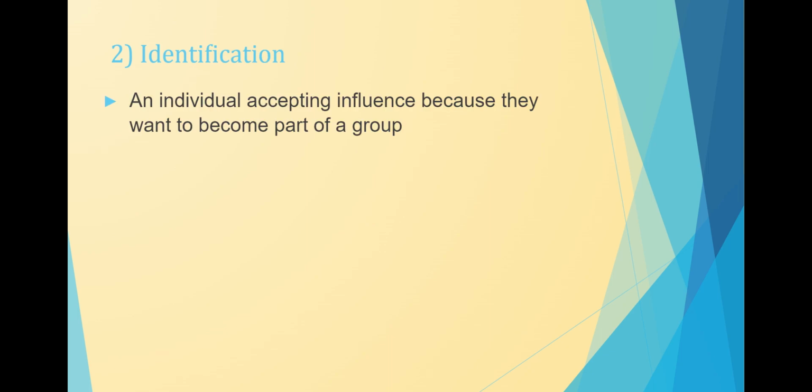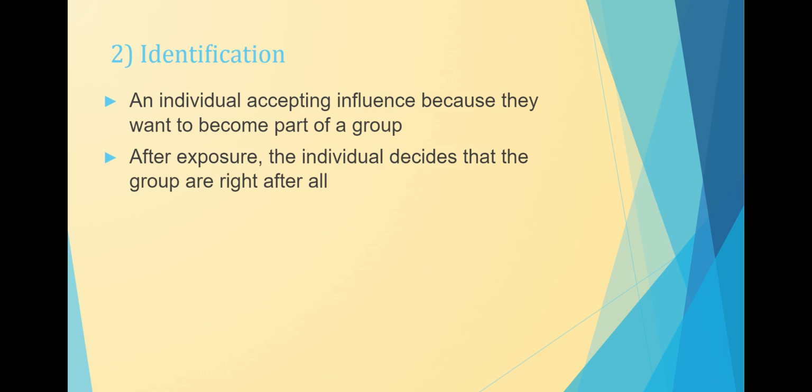Moving on to identification, so we're now getting into deeper levels of conformity here. So identification is when an individual accepts influence because they want to become part of the group. Okay, they identify with the group. It's not just because they want to fit in, it's because they identify with something to do with the group. Okay, I'll give an example in a moment. After exposure, the individual decides the group are right after all.